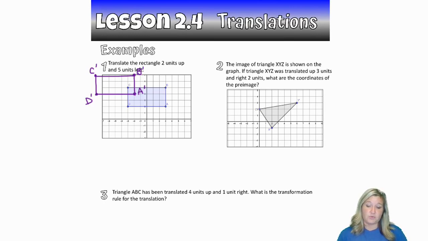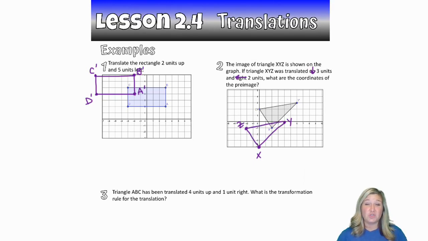So it was translated 3 units up. In order to find the pre-image, I'm going to do the opposite of the direction they tell me. So it tells me up, I'm going to shift down. And then it says right, I'm going to shift left. So my pre-image without the little tick mark for X is going to be here. I'm going to do the same thing for each one. So I'm going to go down 3 and to the left 2. And that's Y, not Y prime.